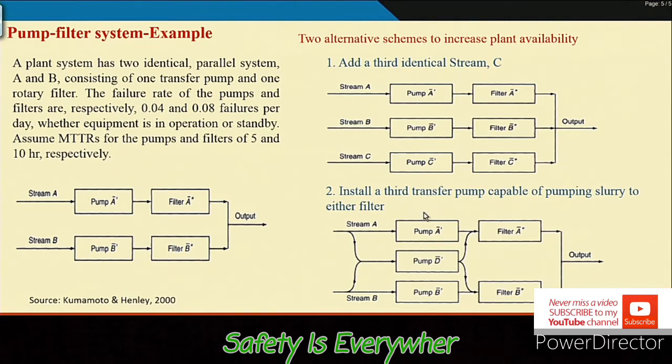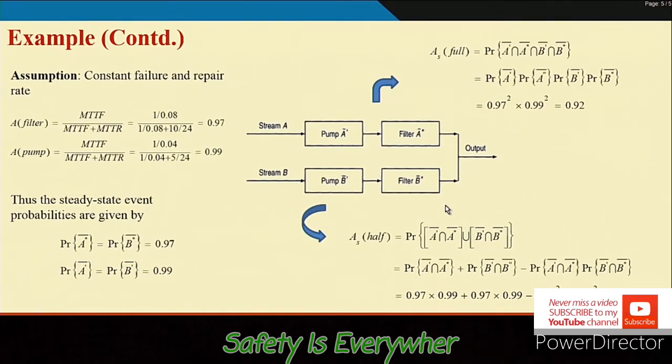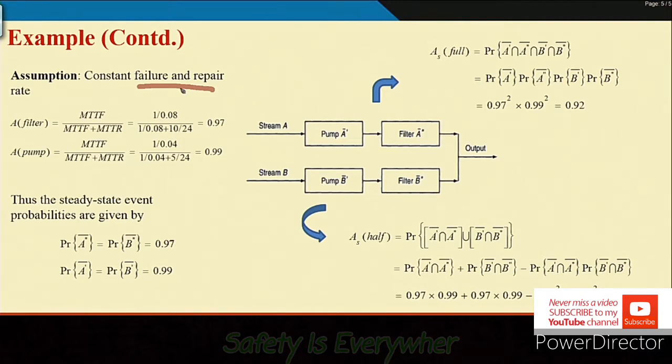So, you have three systems now. The first one, what is the assumption here? We are assuming constant failure and repair rates for both pump and filters. If this is the case, then as you have seen earlier when we discussed quantification of basic events, availability can be measured by mean time to failure divided by mean time to failure plus mean time to repair. With this equation availability is measured.